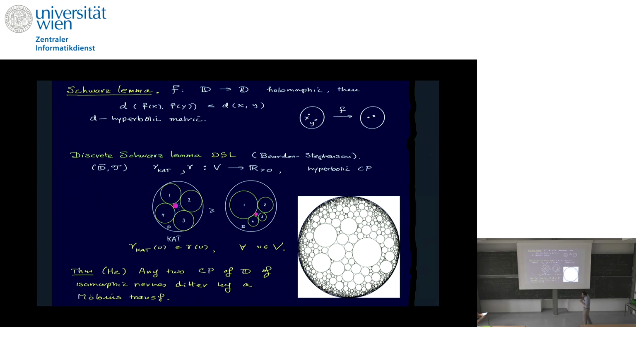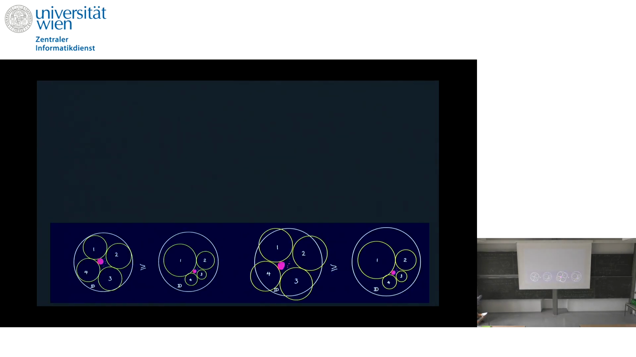And so think of that as a discrete holomorphic map from one to the other. And their theorem says that the KAT radii are always bigger than or equal to the radii of any other packing, the corresponding radii. And so the KAT is the hyperbolic maximum. This is a discrete Schwarz lemma. It's very beautiful, and the proof is also quite simple. So now let's prove the theorem. So this is the discrete Schwarz lemma that I just showed you.